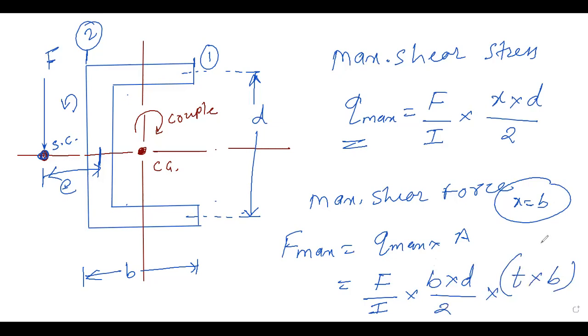Maximum shear force at X equal to B, as we have drawn the shear stress distribution diagram along the width. So maximum is at X equal to B and 0 at X equal to 0. Okay. So that is the maximum shear force, Q max into area. At X equal to B, maximum shear force equal to F by I into B into D divided by 2 into T into B. All of you have written?